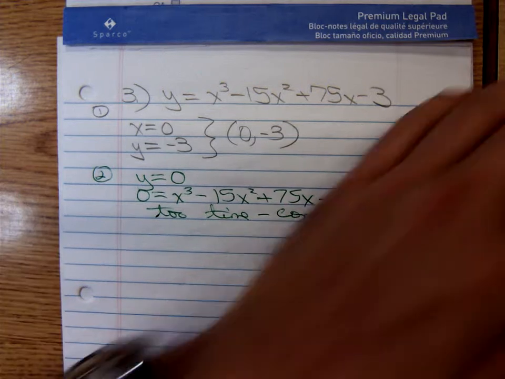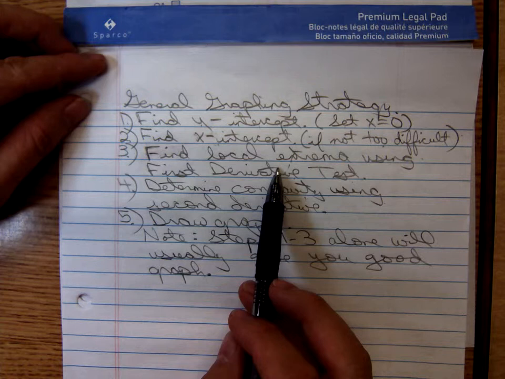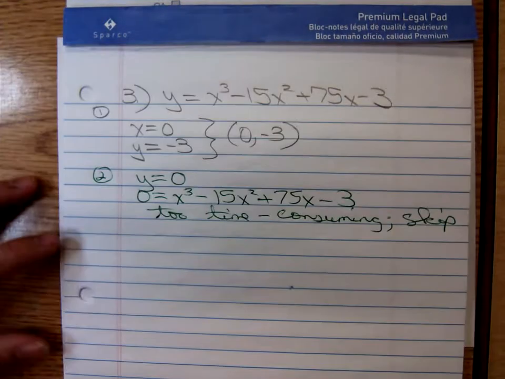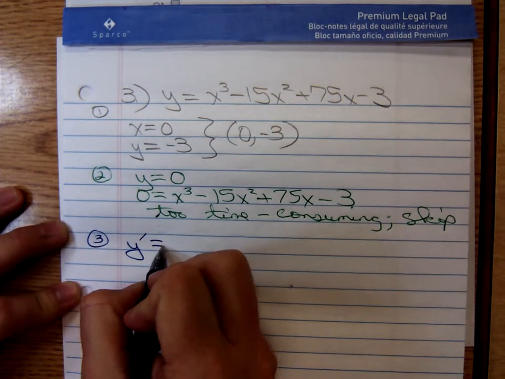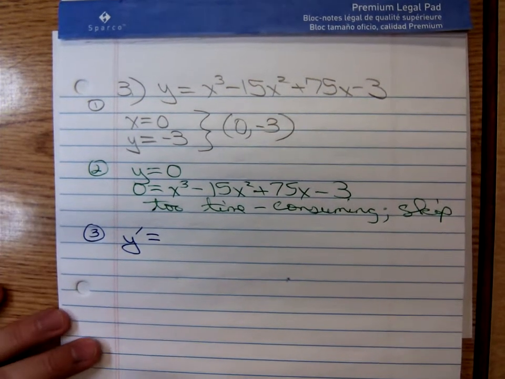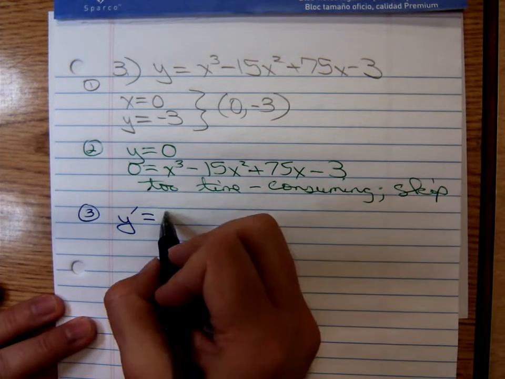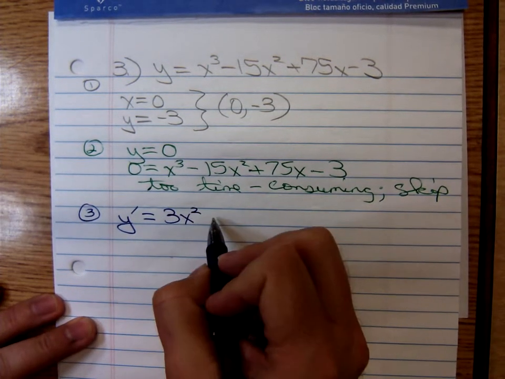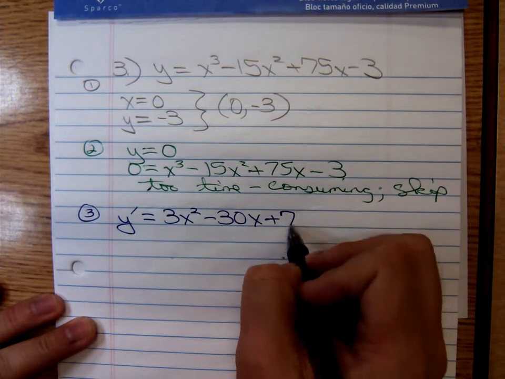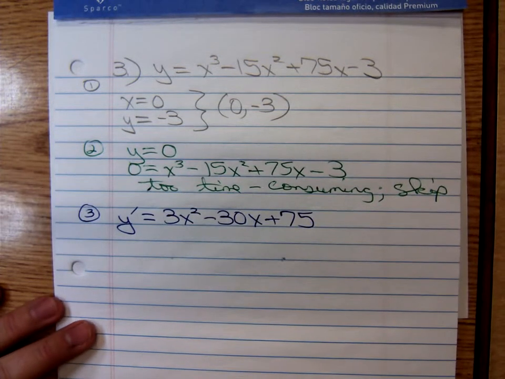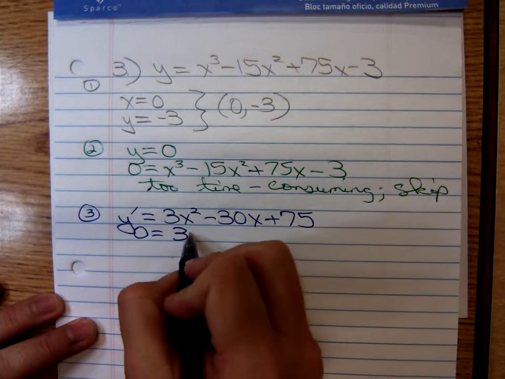Third step, I find local extrema using the first derivative test. So finding y prime, differentiating, what am I going to get? 3x squared minus 30x plus 75. And what do we do now? Set it equal to 0. Good.